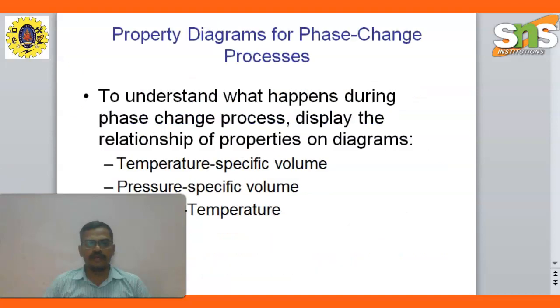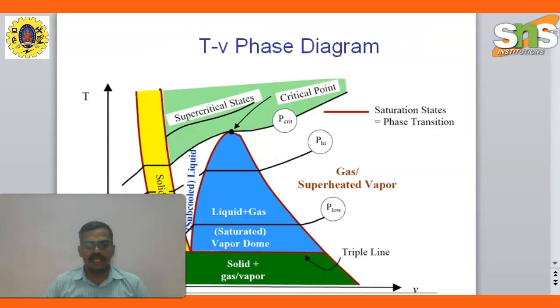Next one is the properties diagram for the phase change process. Understand what happens during the phase change process. Display the relationship of properties on diagram: temperature, specific volume, pressure, specific volume, pressure and temperature. These are the TV phase diagrams.